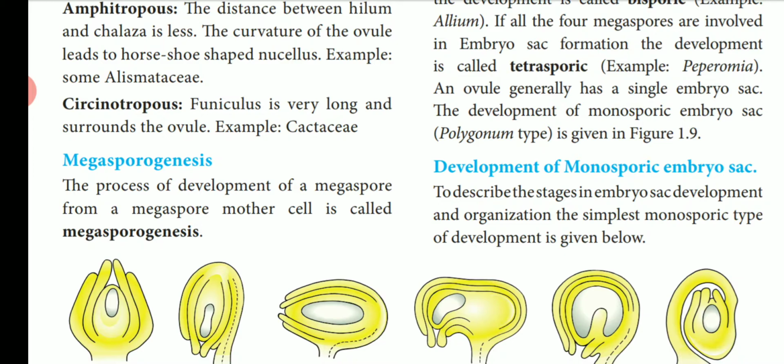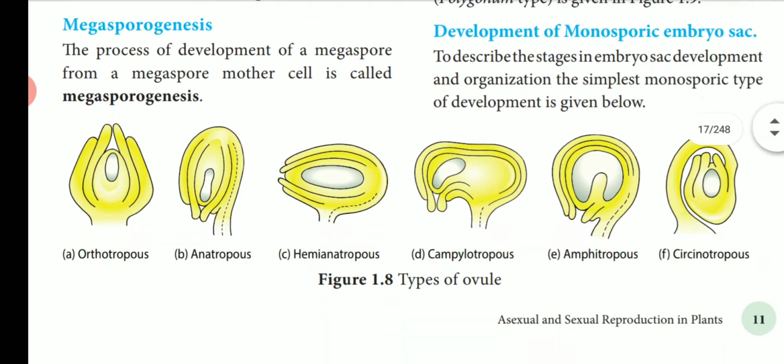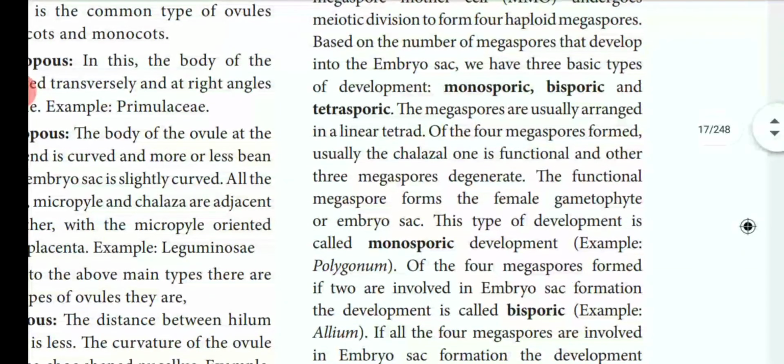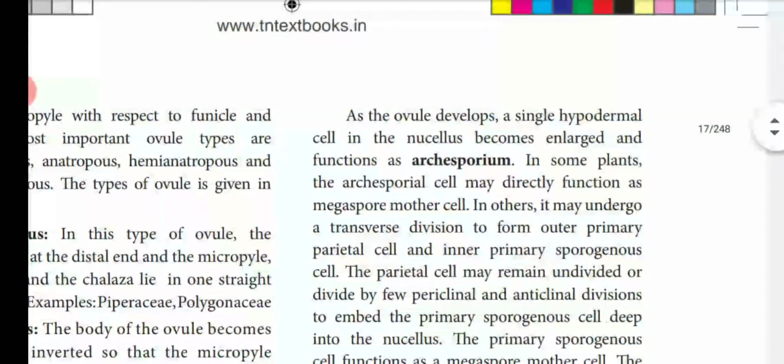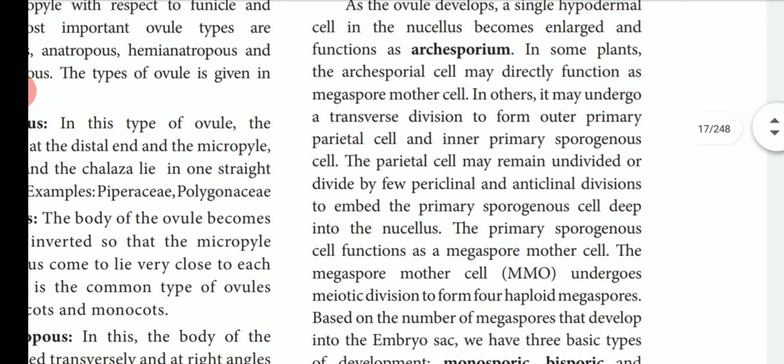a megaspore mother cell. From what does a megaspore develop? The megaspore mother cell. And the process of development of megaspore from the megaspore mother cell is called megasporogenesis. What is the name of that process? Megasporogenesis. Okay, now we can see how this megasporogenesis develops.